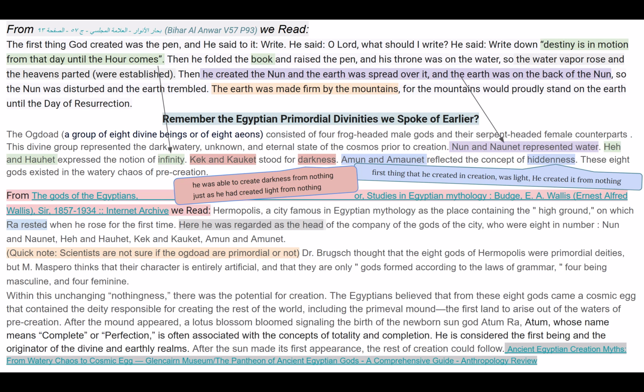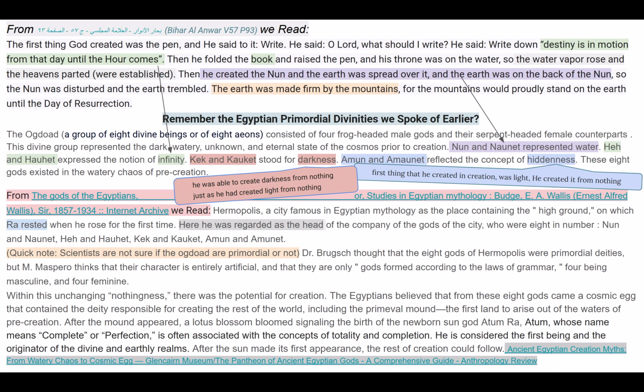The mountains on earth are anchors that hold the world in place. I'm going to talk about this, I think, in the next slide, or the one just after that. So he created a pen, and the pen wrote down destinies in motion. So he started time, basically, time started. And then he created noon, and the earth was spread over it. And the earth was on the back of the noon.